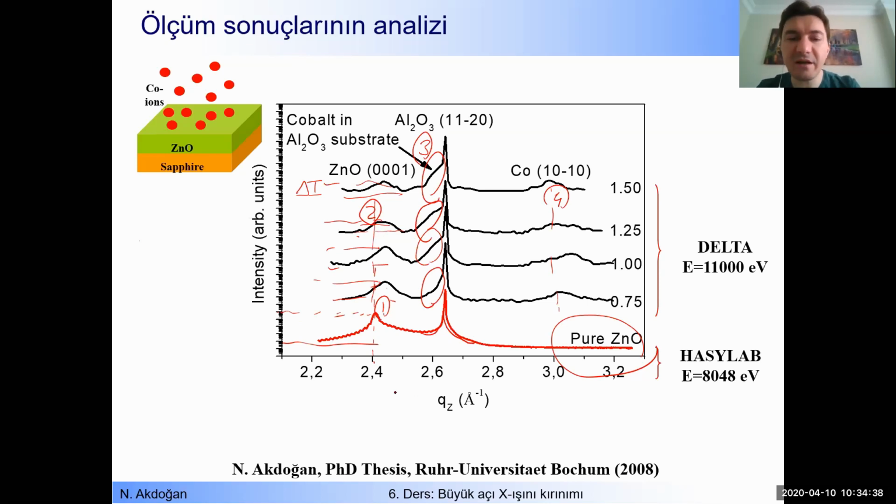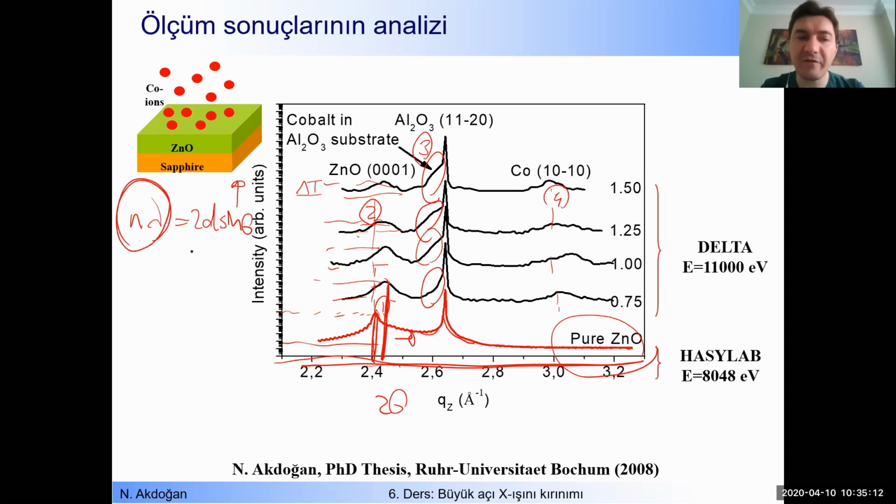So let's consider that this is the 2 theta axis, okay? This one is the 2 theta axis. At the beginning, the position of zinc oxide was here, and it moved to the right side. Then Bragg's law will help us, n lambda equals 2d sine theta. If the peak moves to the right side, it means that sine theta is increased. Since the wavelength is fixed, it means that this d_hkl is decreased.